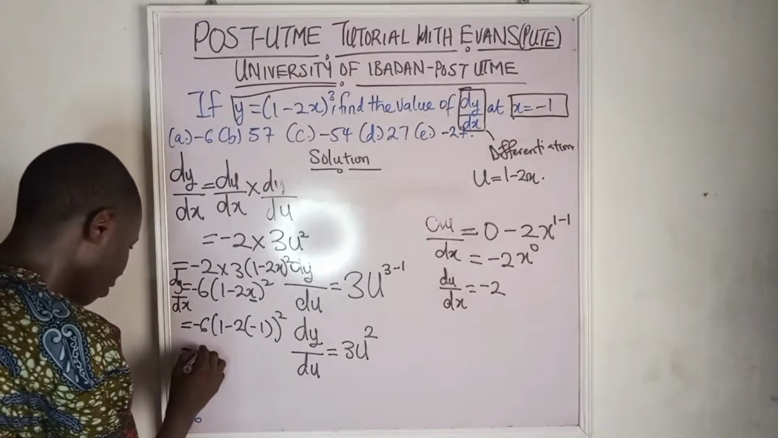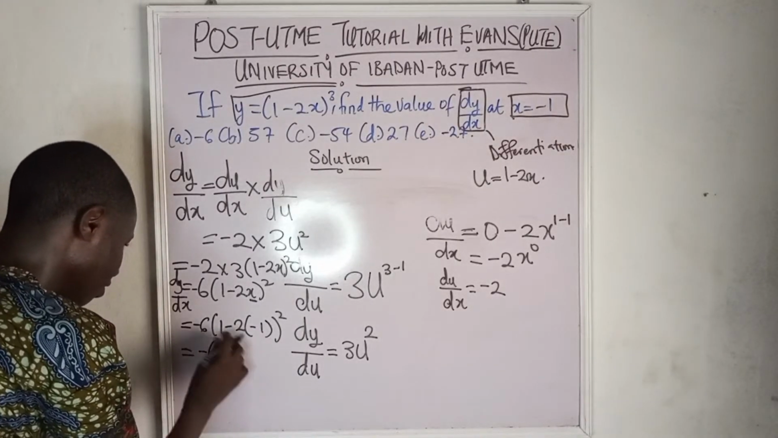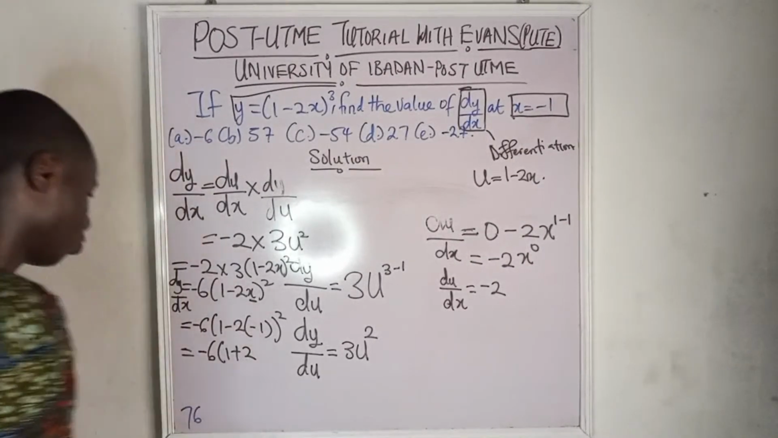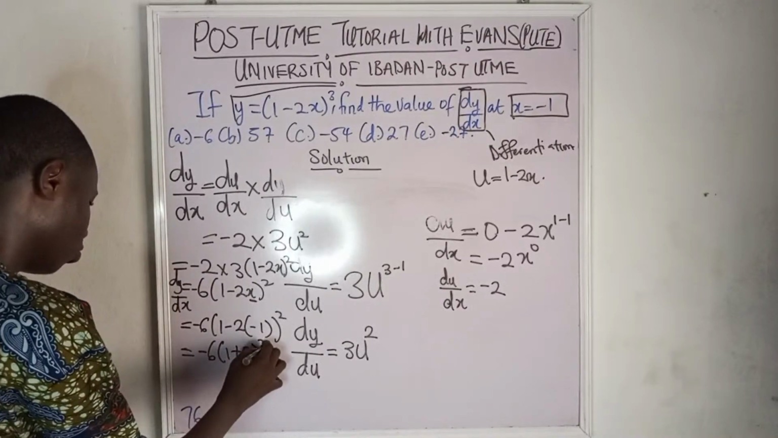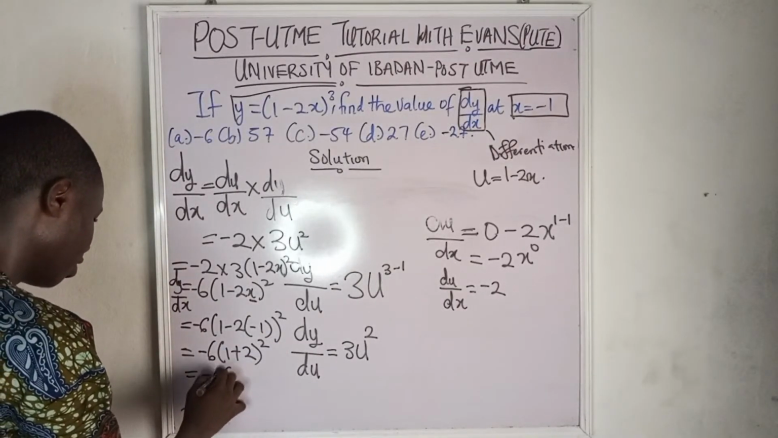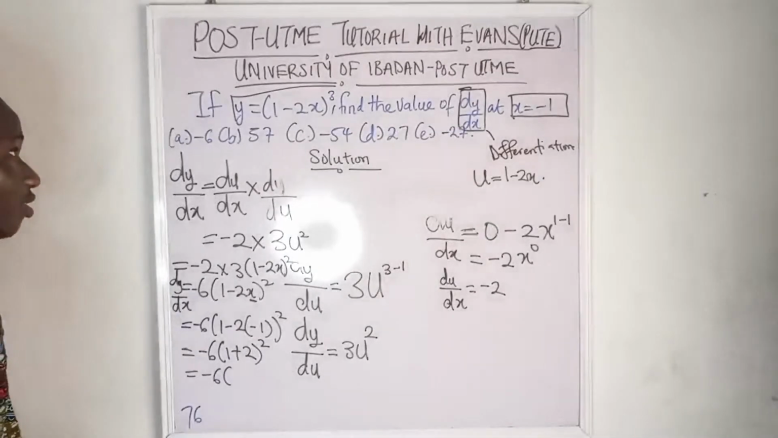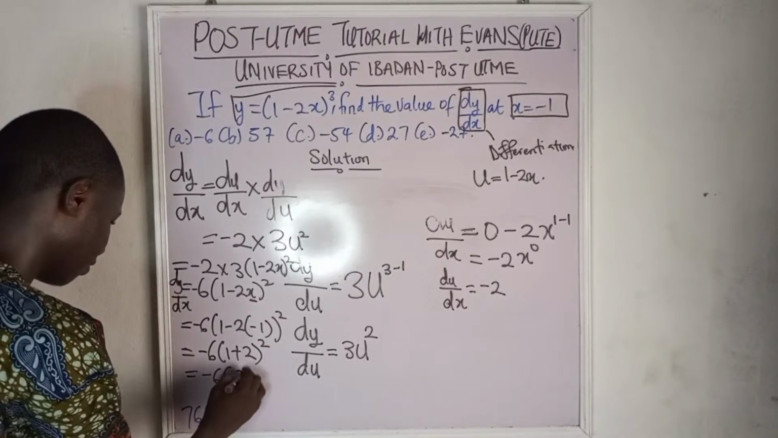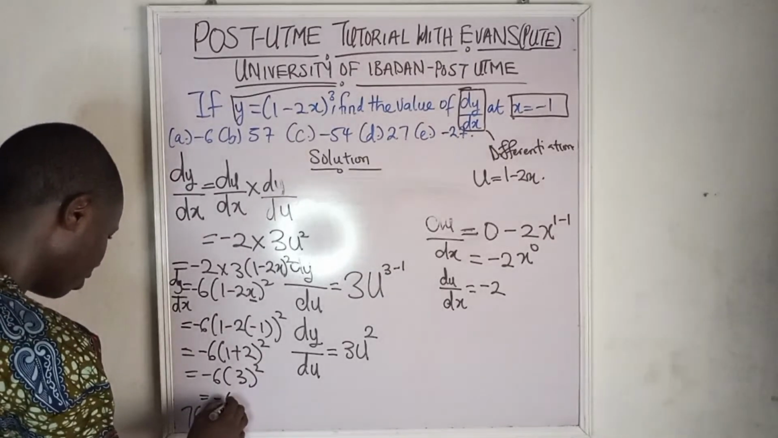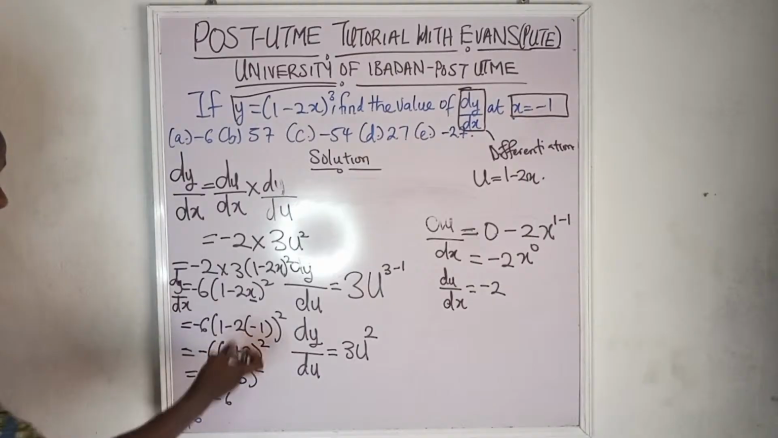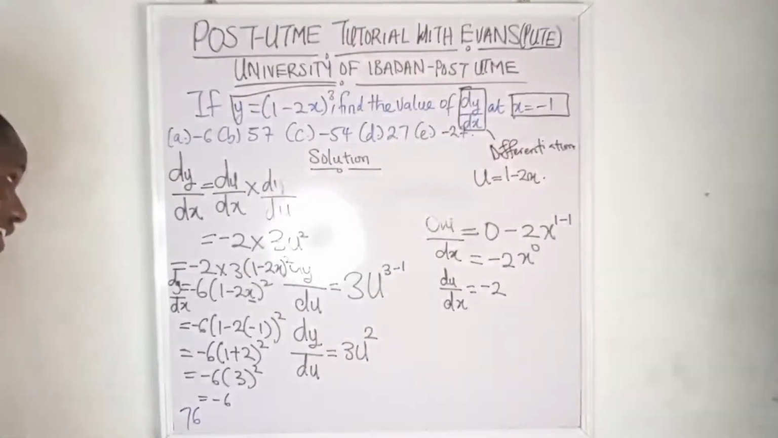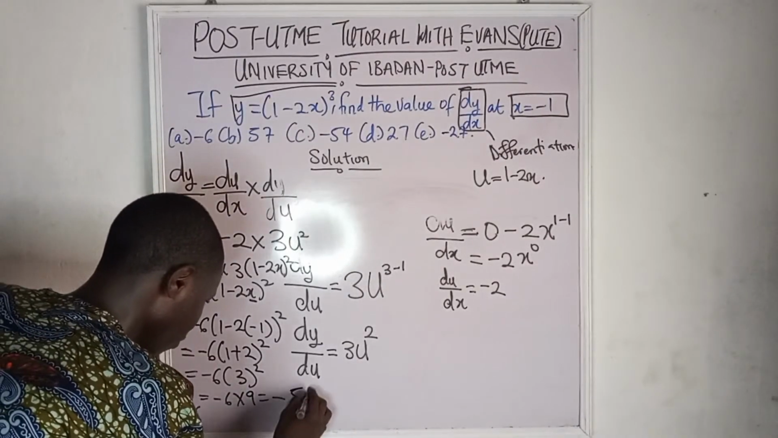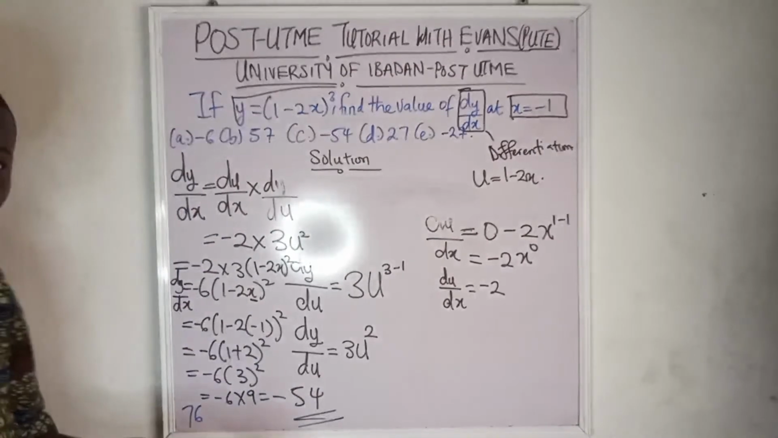So let's do that. Minus 6 into (1 minus 2 times minus 1). So that's what? Plus 2, right? Raised to power 2. So what do we have now? Minus 6 into (1 plus 2). So that is what? That is 3 raised to power 2. So we have minus 6 into 3 times 3. 3 raised to power 2 is what? 3 times 3, that is 9. So you multiply it by 9. So what do we have now? Minus 54. So that's our final answer.